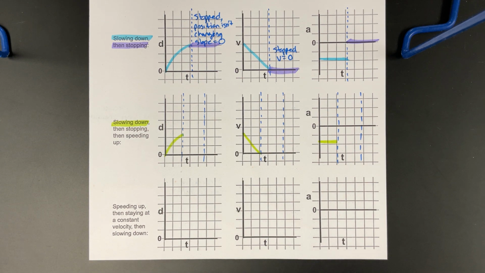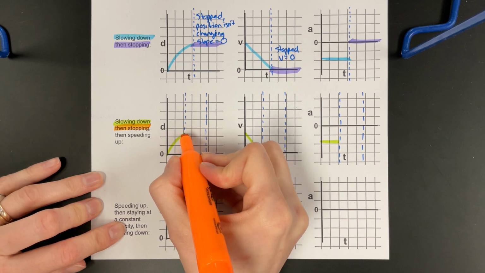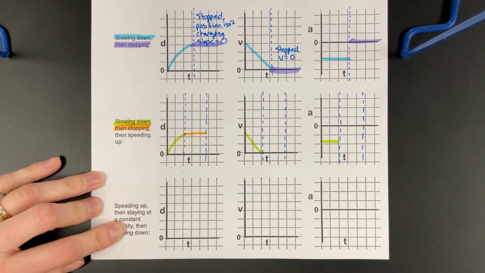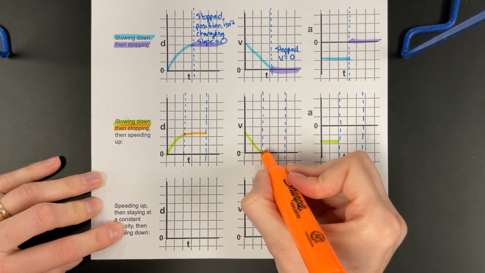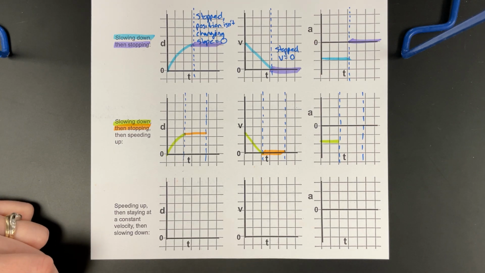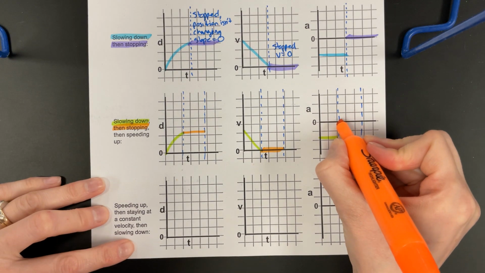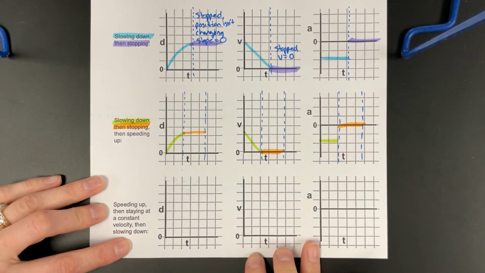I'll do orange next. Next part, I'm stopped. Slowing down, then stopped. If I'm stopped, my position is not changing. My distance is not changing. If I'm stopped, my velocity is 0. If I'm stopped and my velocity is 0, well then my velocity isn't changing. My acceleration is 0.